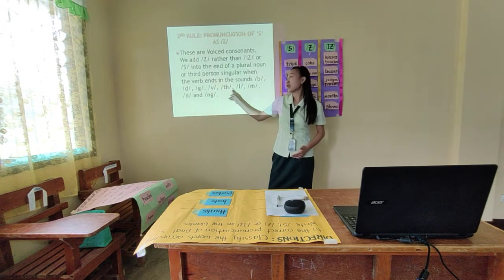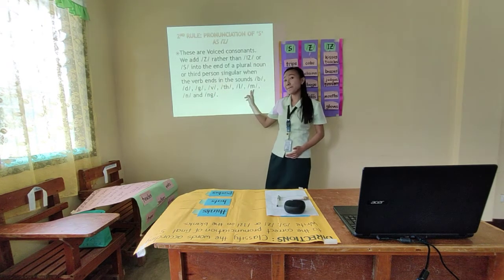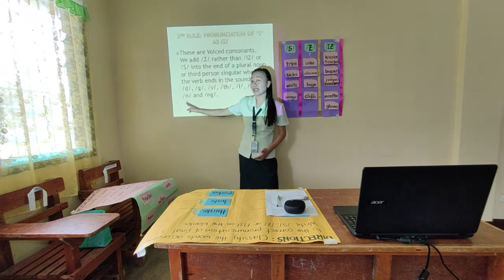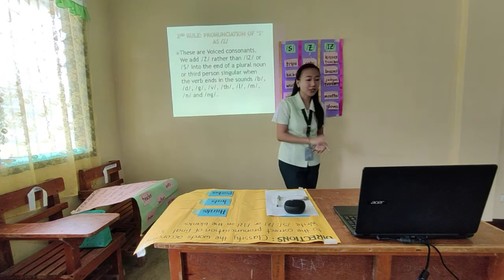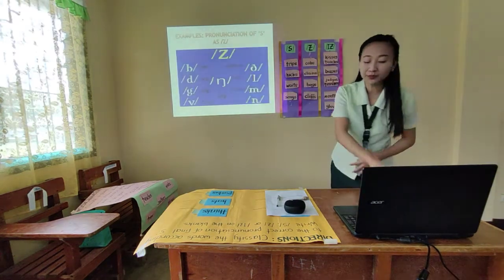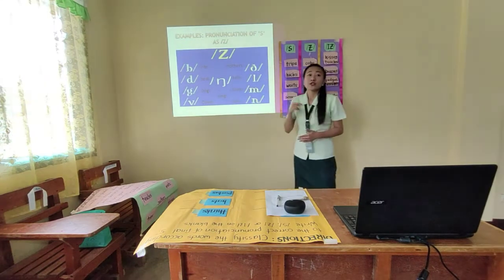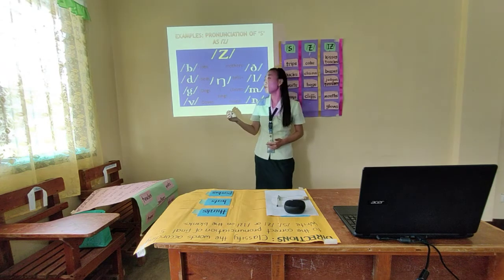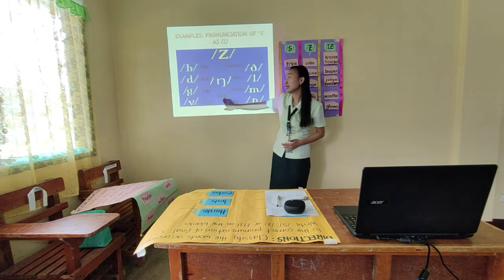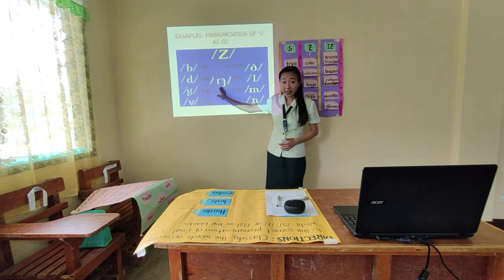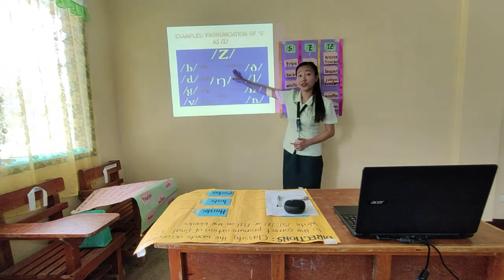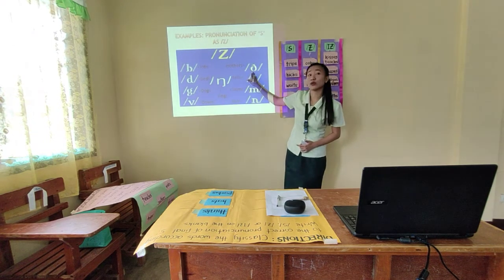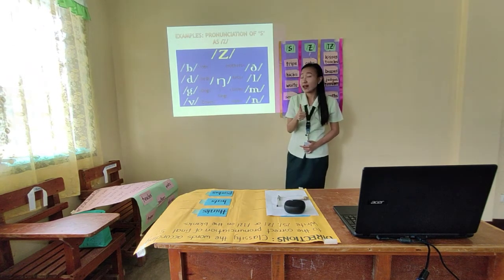Okay, so we have some examples here. So for your information class, the equivalent allomorph of this one. Okay? And for the other one, what is it? Is it clear? Very good.